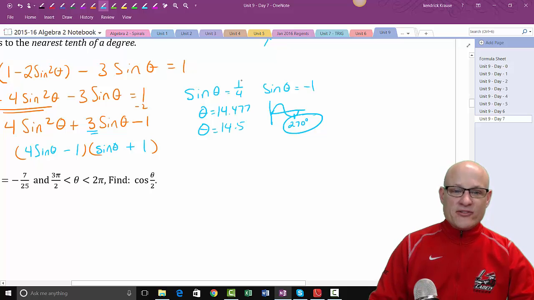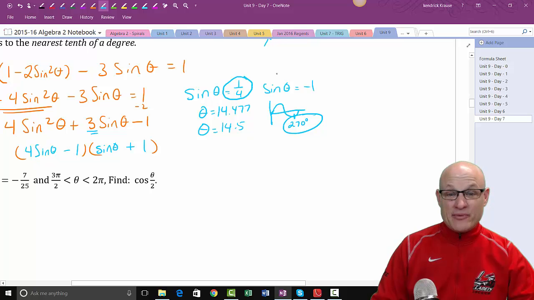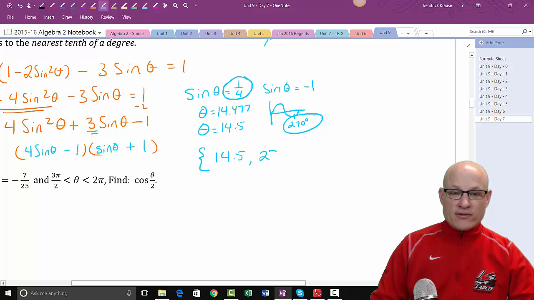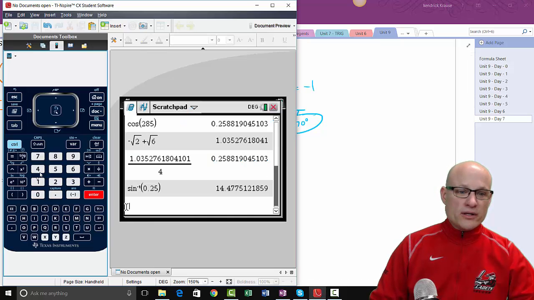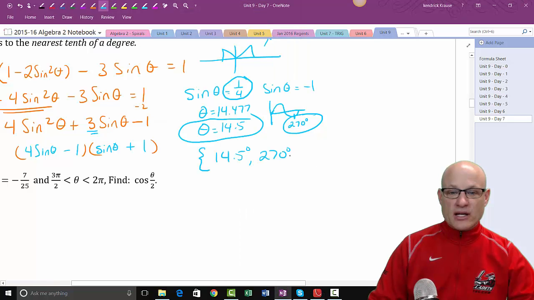Now, since this is positive, I want to keep this angle. So far, my angles are 14.5 and 270. I just need to get the other one that goes along with this. Now we're sine. Sine is positive on the top. So I'm going to take 180 and subtract off this and get, what, 165.5? So my last angle is 165.5 degrees. Let's see how long I've been going for. Hey, I can get one more problem in.